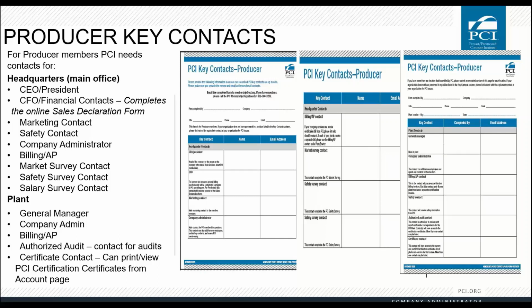Producers need all the previous contacts listed, as well as a market survey contact, a safety survey contact, and a salary survey contact. They will receive their respective surveys during the renewal period each spring. Another important distinction for producer members are plant contacts. PCI has additional contacts listed for each of your plants that are certified with PCI.